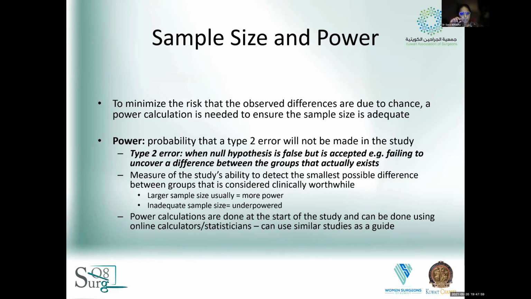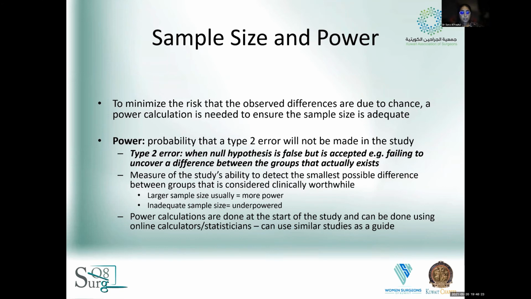So it's a measure of the study's ability to detect the smallest possible difference between groups that is considered clinically worthwhile. We don't want a study that's too big because then it's a waste of money and it's not really ethical. And if it's too small, we're not going to pick up the difference we're looking for. Larger sample size means you have better power. Inadequate sample size we would call underpowered. And how do you do these calculations?